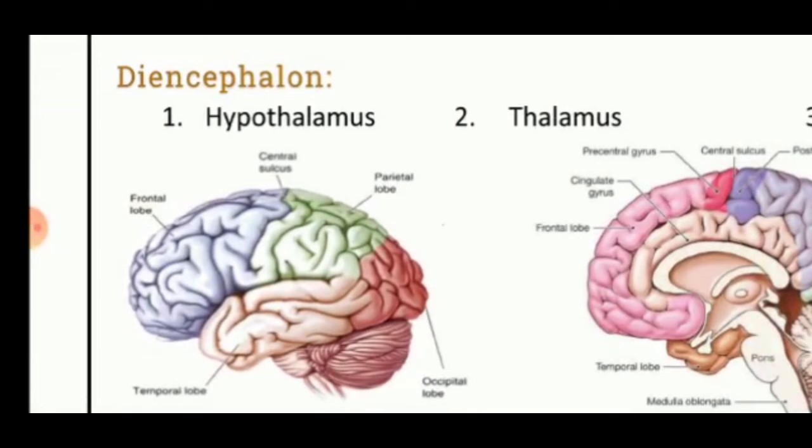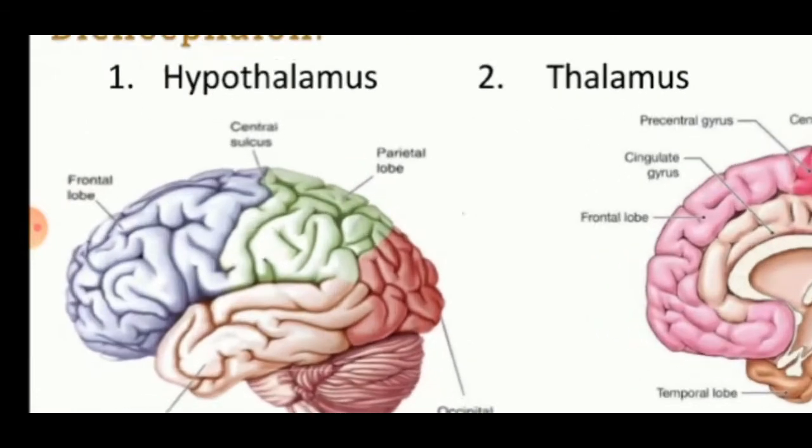Here is the frontal, parietal, occipital, and temporal. These lobes are divided or separated from each other using sulci. Sulci are depressions found inside the brain.